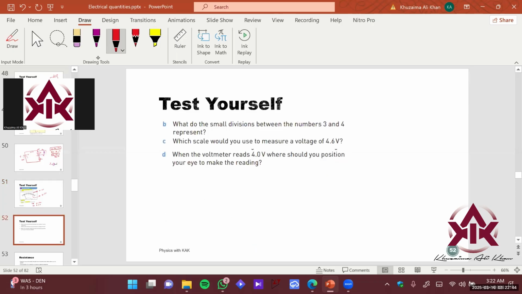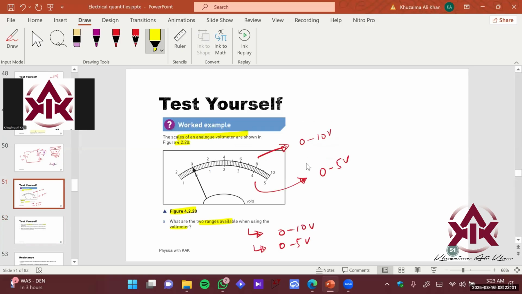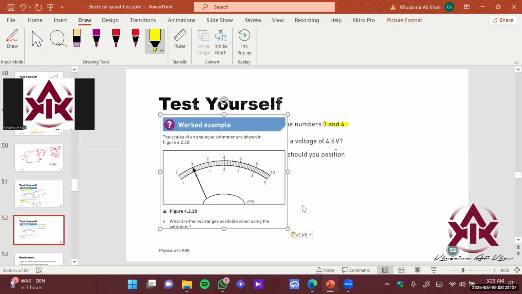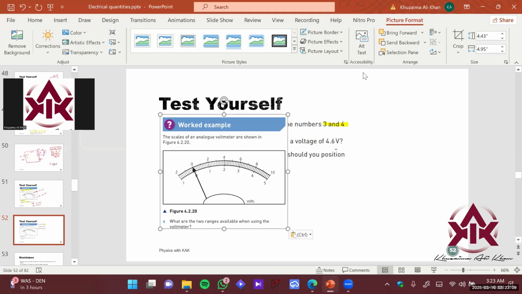Now they're testing your reading skills here. For part B, you can again pause the video, solve it, and then compare the answers. They're asking what is the smallest division between number 3 and 4. For that, I'm going to copy this and bring it here, and crop this further. I just want to zoom in on the voltmeter scale.